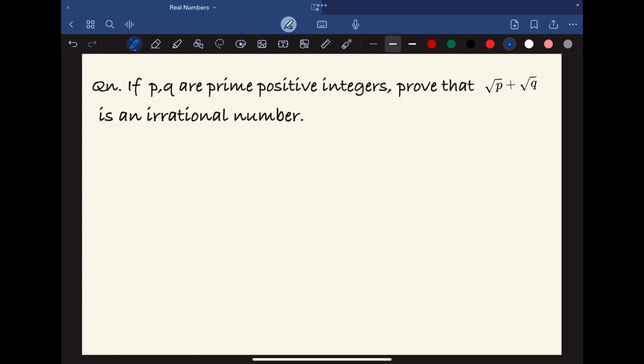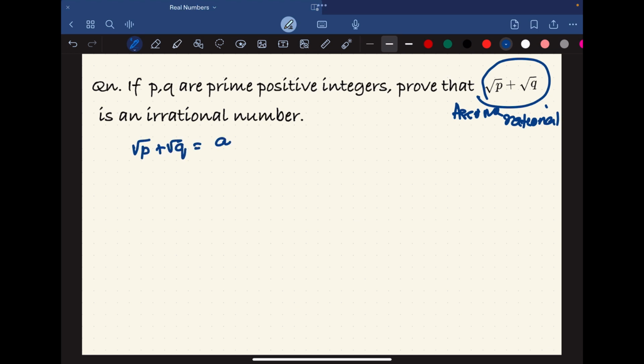Okay. So let's see this one. If p, q are prime positive numbers, prove that root p plus root q is an irrational number. The same procedure we are doing. We are assuming that this is a rational number. So can we write it as root p plus root q is equal to a by b? Yes. Where a and b are integers and b should not be equal to 0.